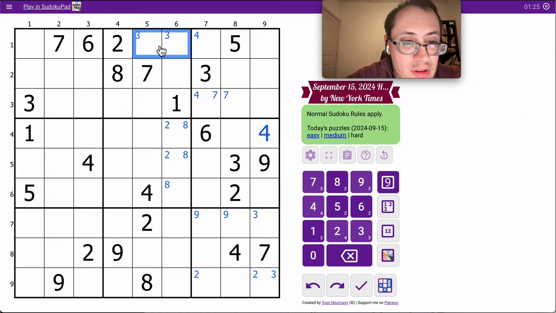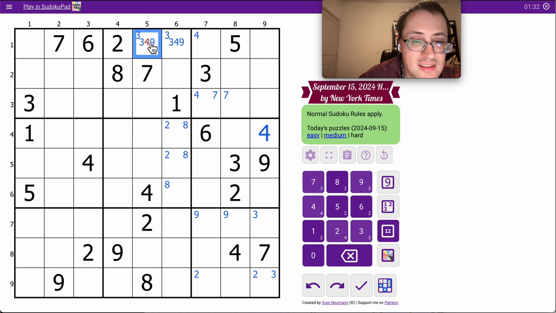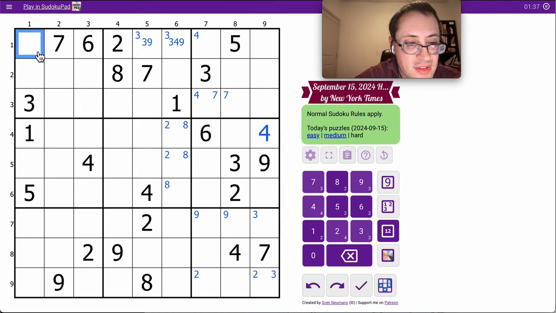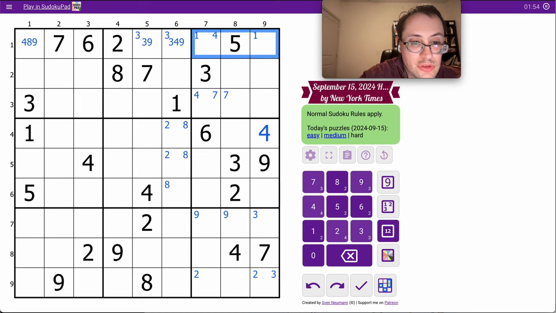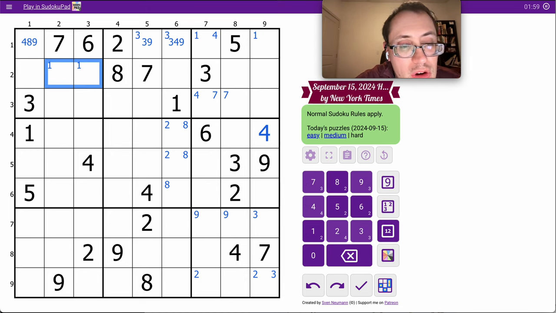Now, these two cells can't be 1, 2, 5, 6, 7, 8. They are strictly out of 3, 4, 9. This isn't 1, 2, 3, 5, 6, 7. This is 4, 8, 9. Okay, so this can't be 1, and these can't be 1. So, 1 in row 1 is one of those two spots, which means it's one of these two.